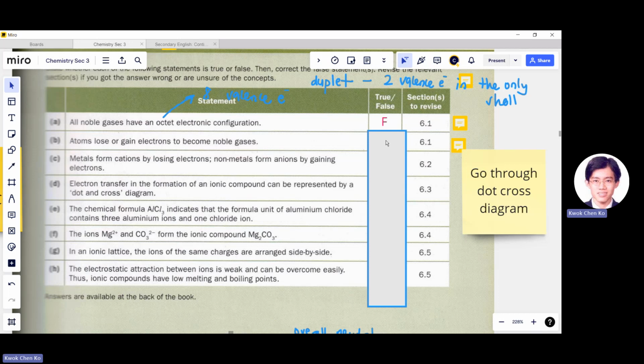Okay, B, Dylan. Because they don't become noble gases, they just become ions only. Okay, they do not become noble gases. They only achieve a noble gas electronic configuration. C, Sabrina. In general, true. Yep. D, Singing. True.